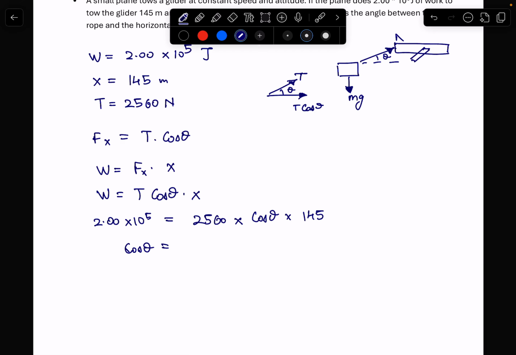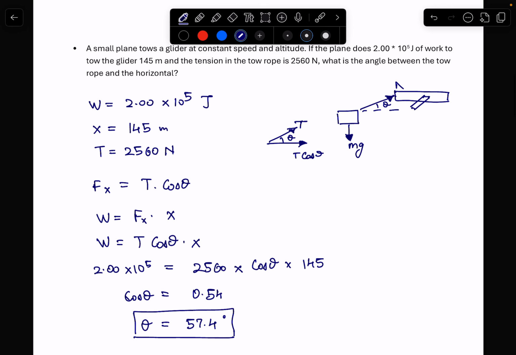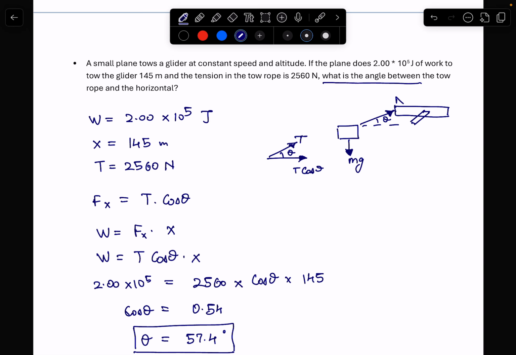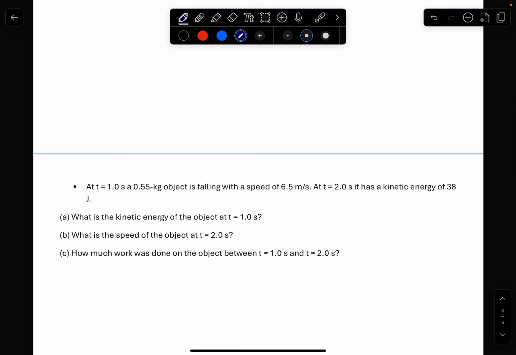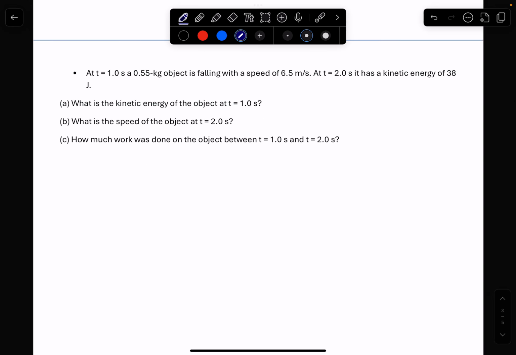So 2 into 10 raised to 5 divided by 2560 divided by 145. So 0.54, and taking an inverse cosine on both sides, theta is equal to 57.4 degrees. Right, that's my answer. What is the angle between the tow rope and the horizontal? Yep. All right, let's look at the next question.